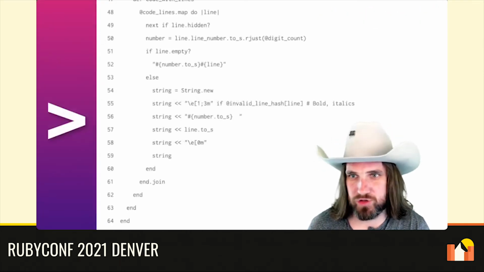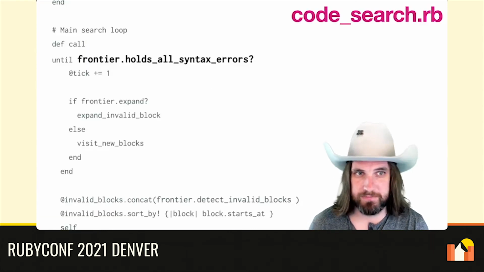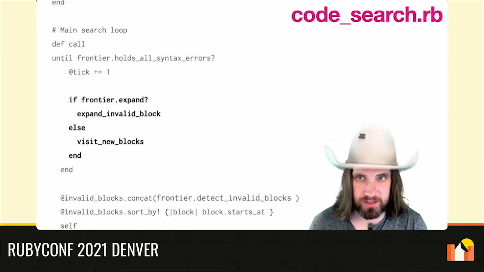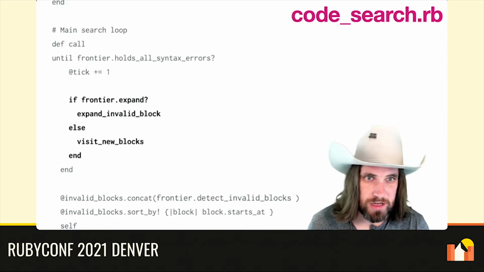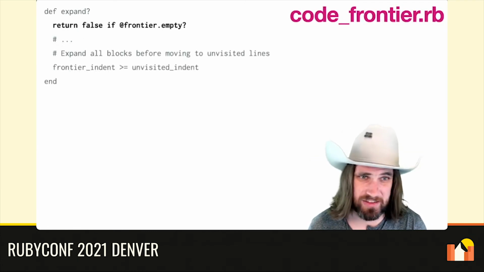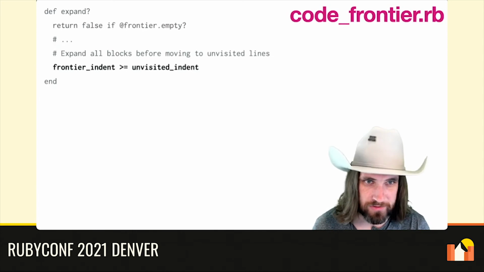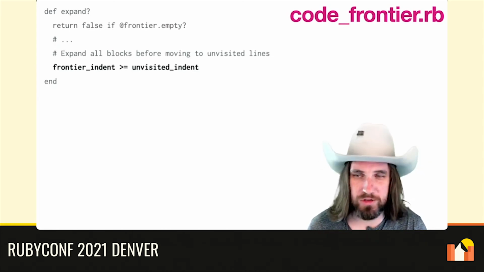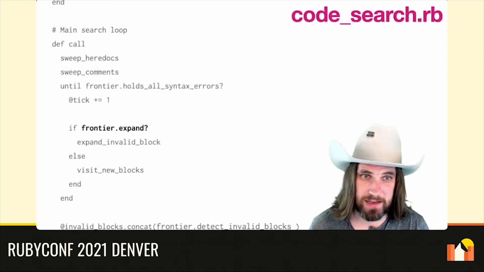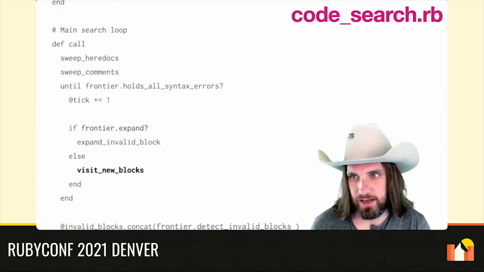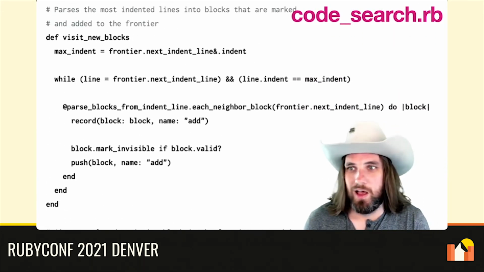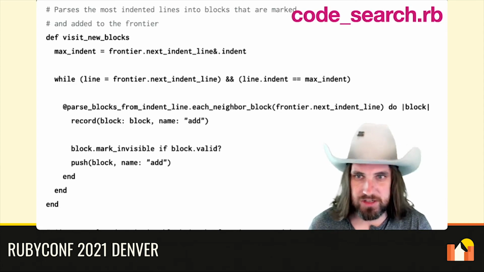So let's walk through the logic of searching the same document we saw before from the beginning. We haven't found all the errors, so we're going to continue. There are two modes of exploration. Which should we do? Well, let's check out the definition of that expand method. We can't expand something if it's not there, so it's already false. When that's not the case, though, we use indentation to decide when we're going to expand. There's nothing to expand yet, so this is going to be false. And we have to add lines to our frontier first. The code here is looking for the largest indentation and iterating up.